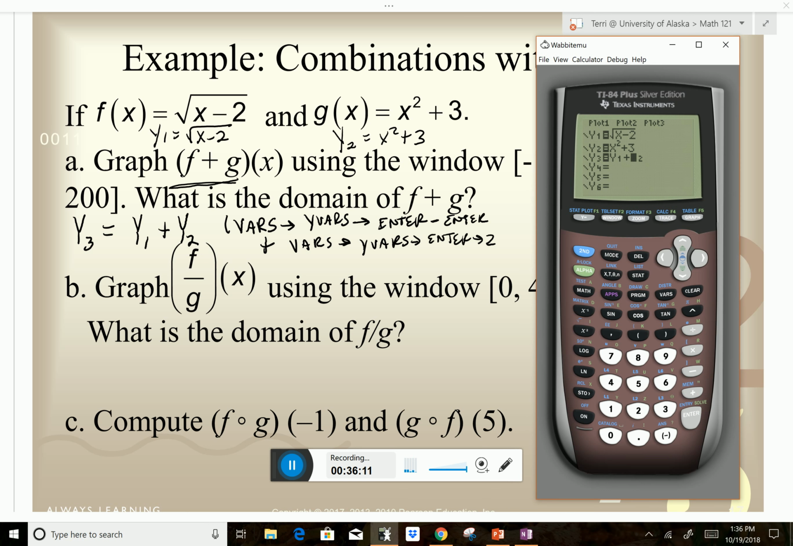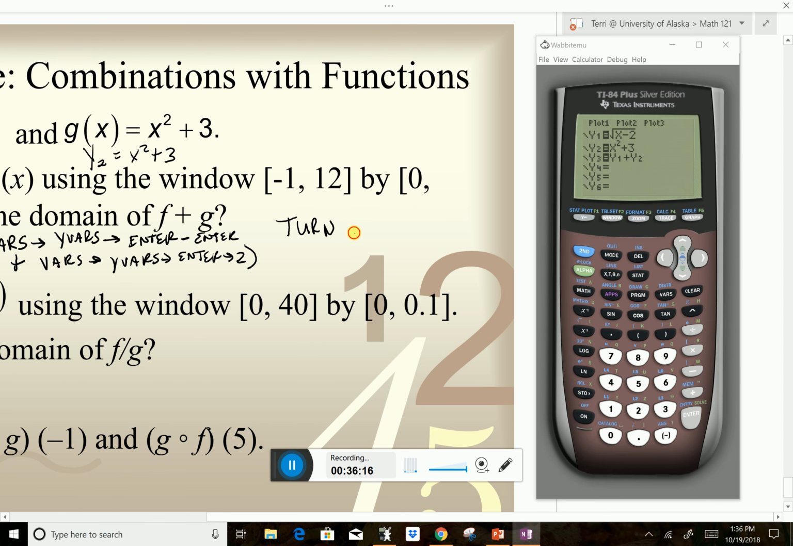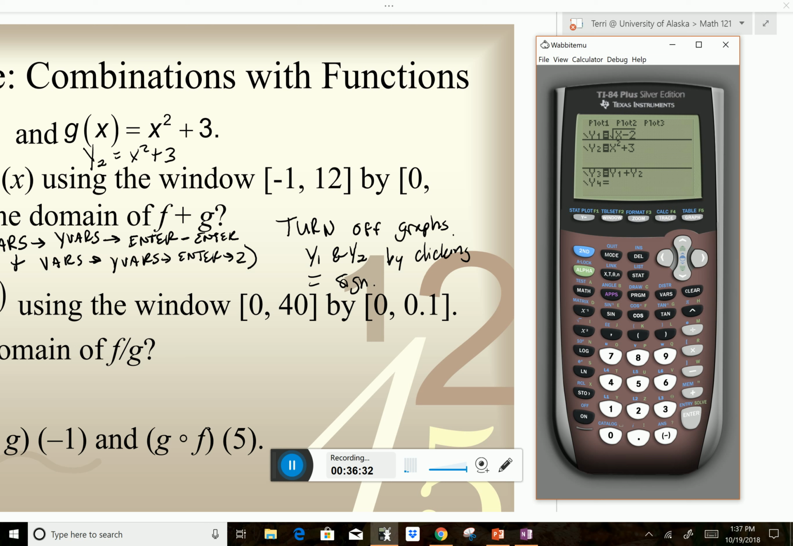So now what I'm going to do is go over here and turn off my graphs for y1 and y2 by clicking the equal sign. So I'm going to go up here, click the equal sign, and it comes off. Click the equal sign. Now you notice the only equal sign that's highlighted is y3. So let's graph it. And there it is.